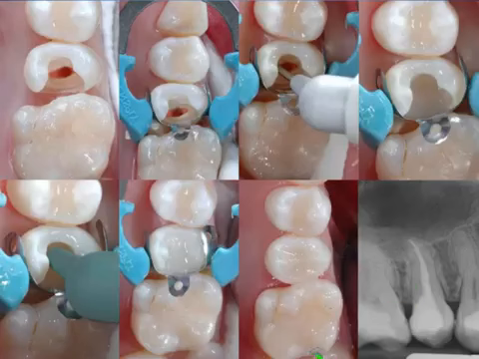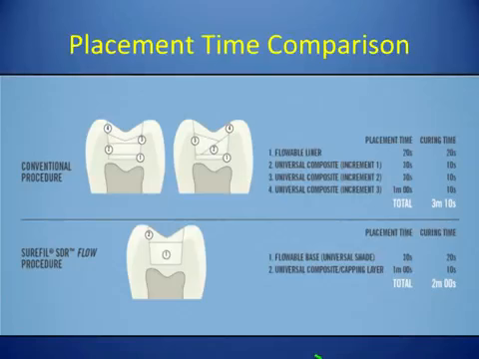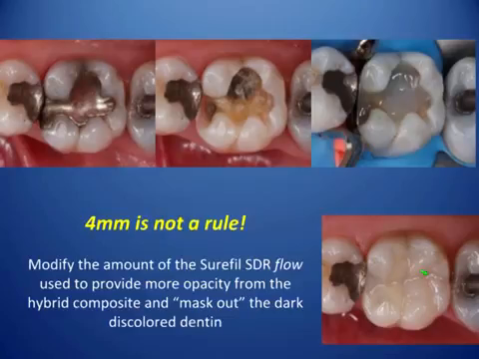This also presents significant placement time advantage. When you look at incremental placement versus bulk fill placement, the conventional procedure, SureFil SDR flow can reduce our placement time by about a minute. That's a significant amount of time when we consider that's the window that our restoration is most vulnerable. 4 millimeters of placement is an indication, not a rule.